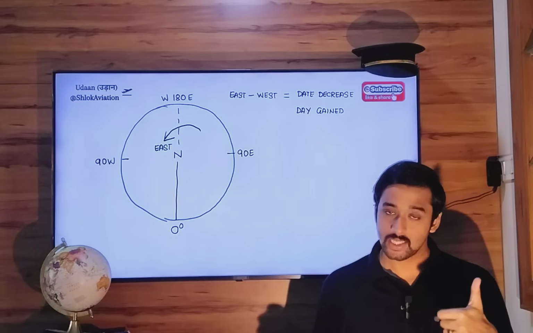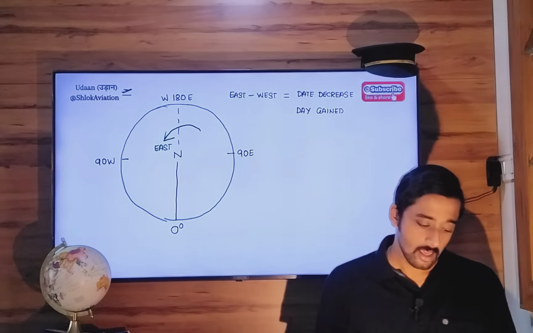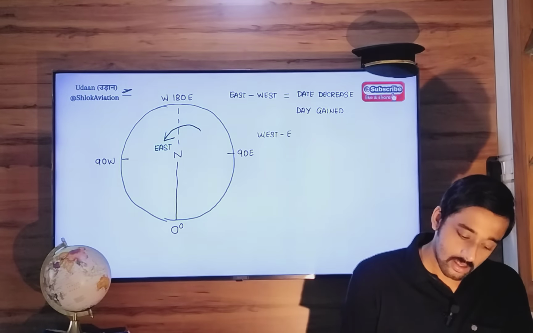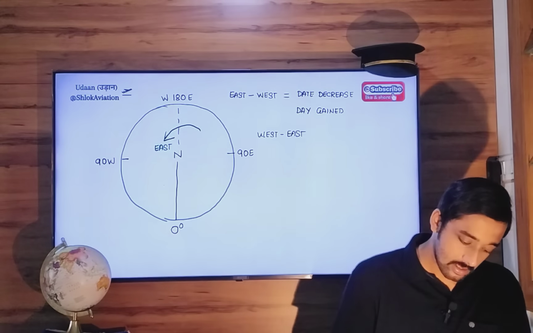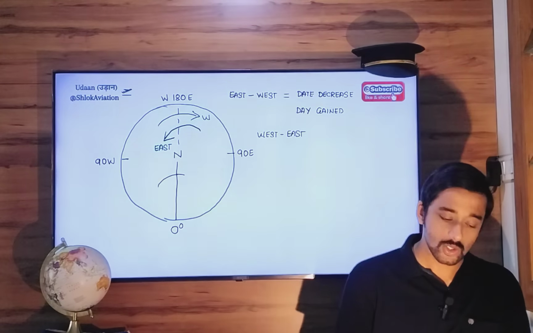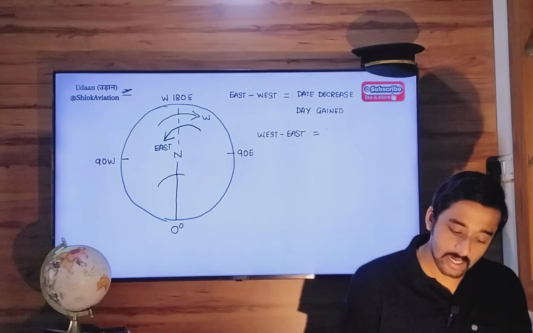Date decreases, day increases. Okay, or you gain a day. But when you fly from west to east, what will happen? West to east means clockwise direction. So when that happens, the date increases.